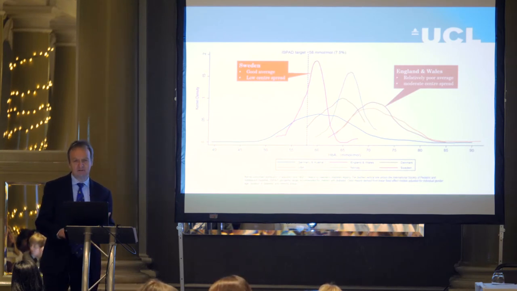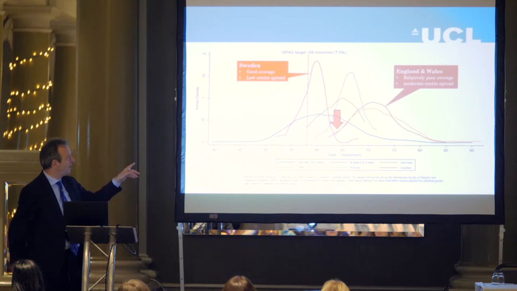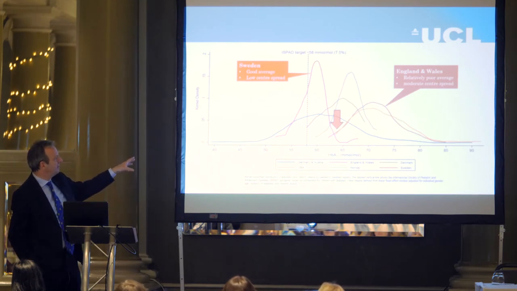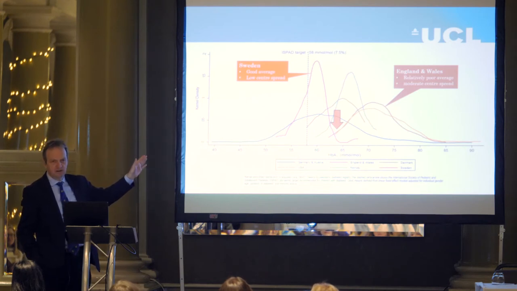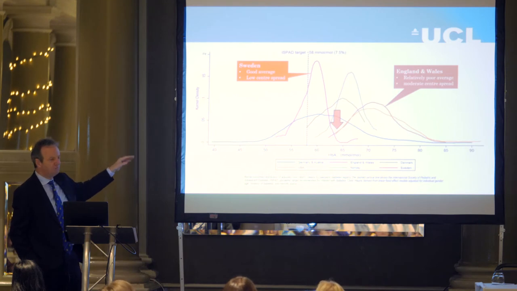What really interested us, and interested Ragnar and the Germans and Austrians, because I don't think anyone had really anticipated this beforehand, was how flat the blue is, the German and Austrian. On average, the mean is good. It's quite close to Sweden, somewhere around 60. But it's a really long tail both ways.